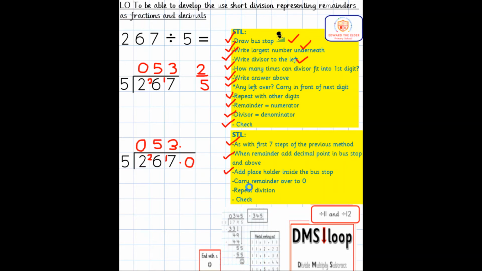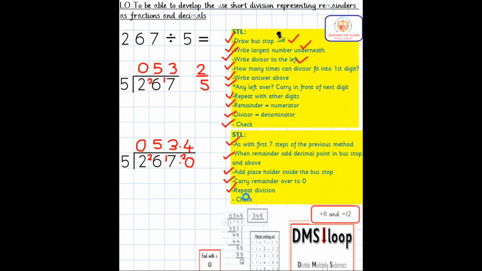I then carry the remainder over to that 0, over to that placeholder. So I remember I had 5 goes into 17 3 times. I had 15, that gave me a remainder of 2. And I now can repeat the step. How many times does 5 go into 20? In this case, it goes into 20 4 times, and there is no remainder.